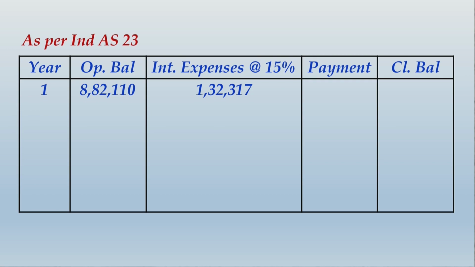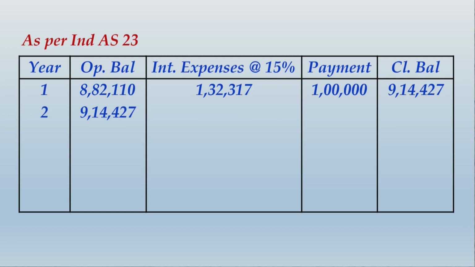So what will happen, because the payment is less than the amount of expense accrued, you are finding that closing balance of liability will be more than the opening balance. So to find the closing balance, you will take the opening balance, add interest expenses which is accrued and subtract the payment made, and you find out that the closing balance is increased to rupees 9,14,427, which will become the opening balance for second year.